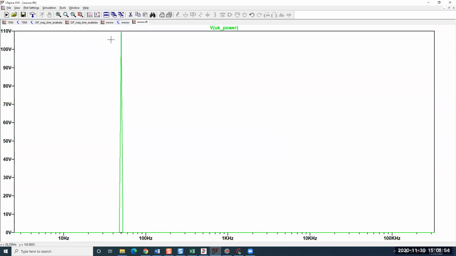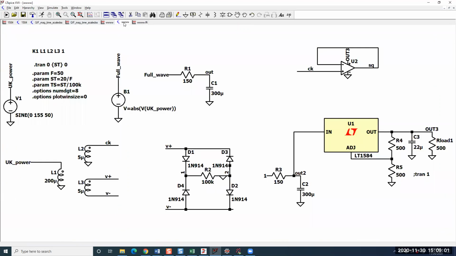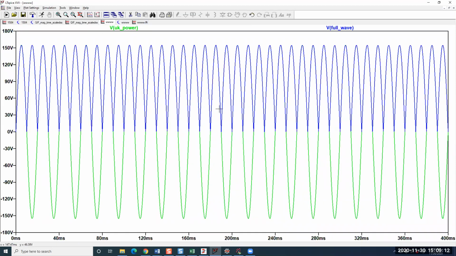But anyway, we need to convert this signal into a DC. And one way to do that mathematically is just take the absolute value of it. But notice now that we've taken the absolute value, we should actually see that the frequency has doubled, although the RMS should stay the same.